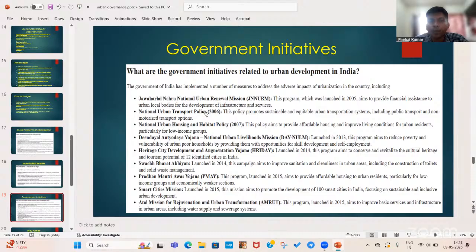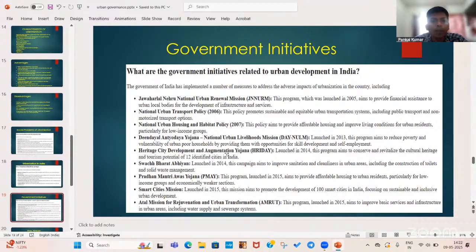This promotes sustainable and equitable urban transportation systems. National Urban Housing and Habitat Policy 2007. It aims to provide affordable housing and improve living conditions for urban residents. Then Deen Dayal Antyodaya Yojana, National Urban Livelihood Mission. It was launched in 2013 and its aim is to reduce poverty and vulnerability of urban poor households by providing them with opportunities for skill development and self-employment.